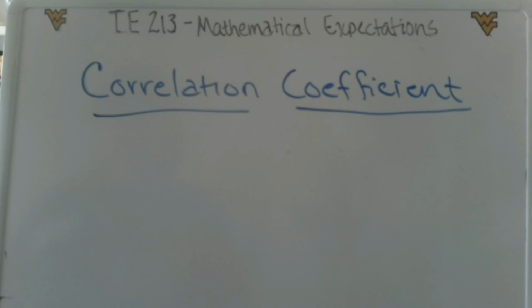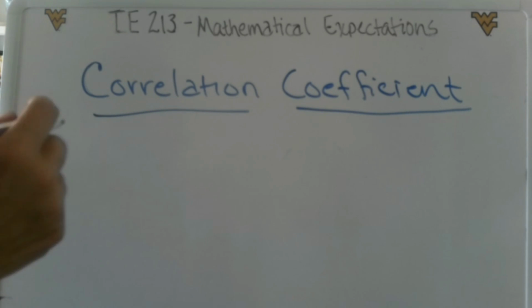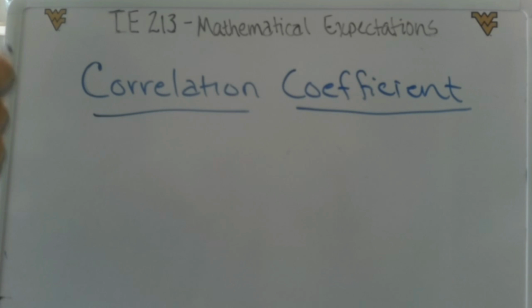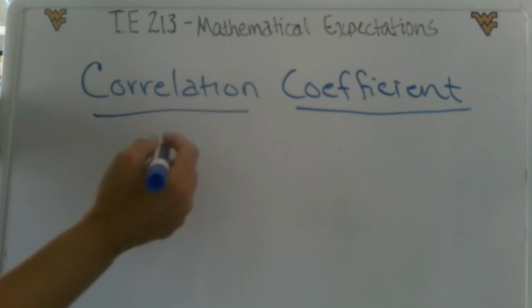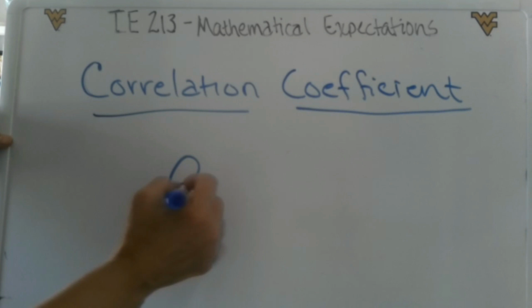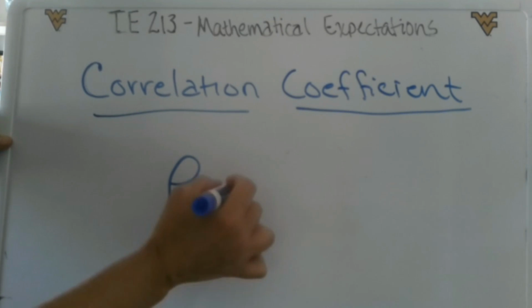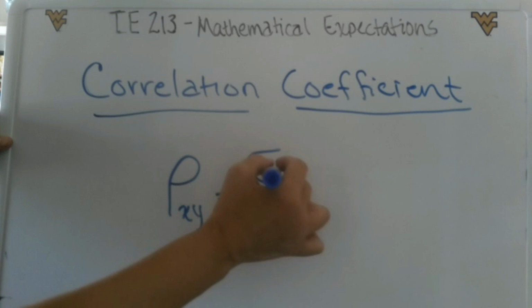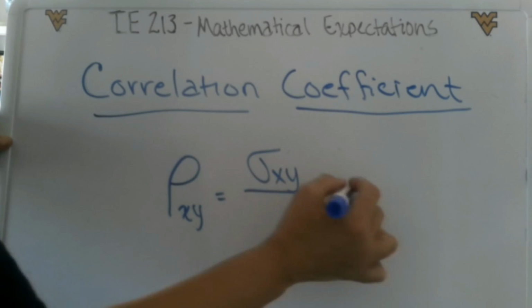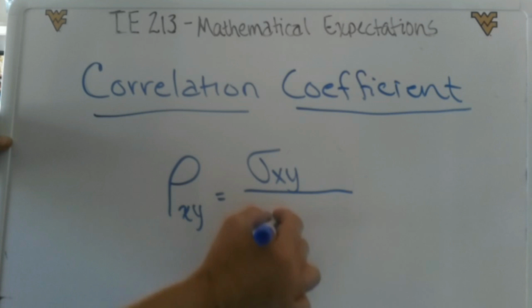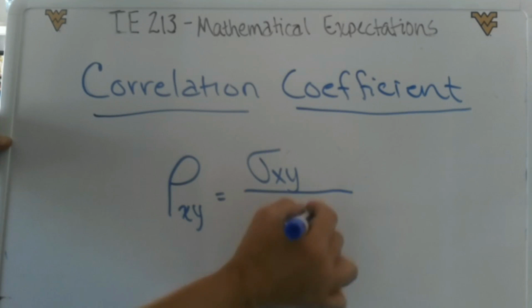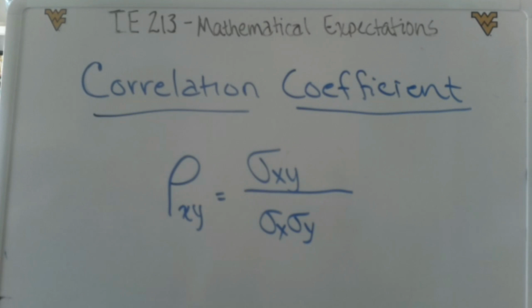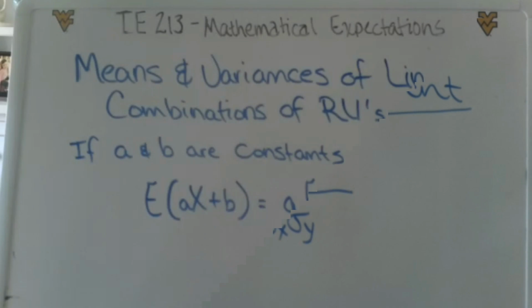There is a scale-free version of the covariance, called the correlation coefficient, and that is used widely in statistics. So we let x and y be random variables with covariance sigma xy and standard deviation sigma x and sigma y respectively. The correlation coefficient of xy is written as rho xy, and is equal to the covariance of xy divided by the standard deviation of x times the standard deviation of y, and just remember those are the square roots of the variance.